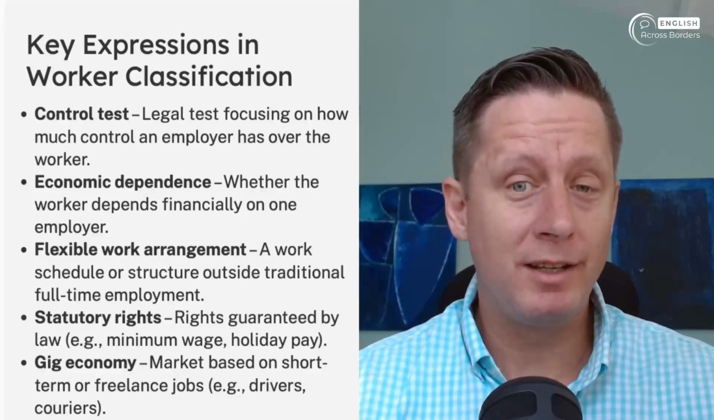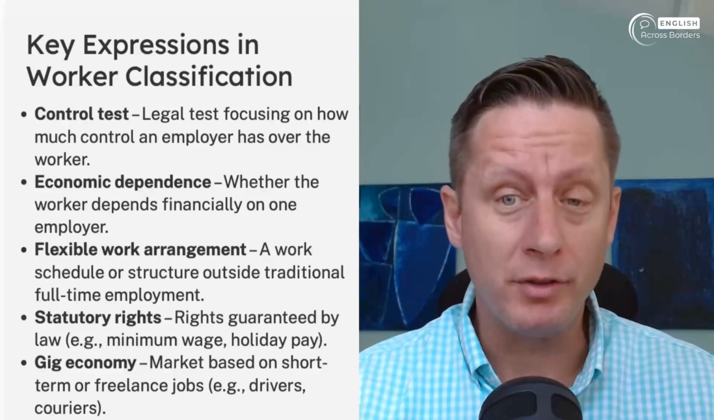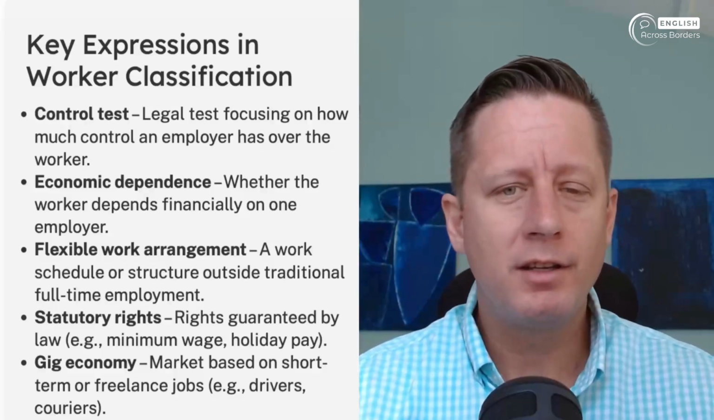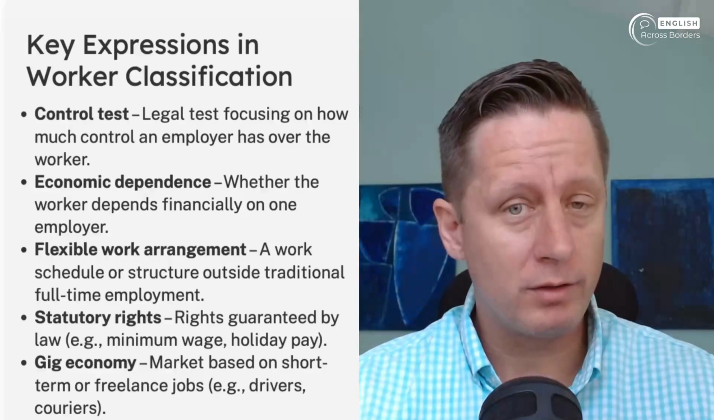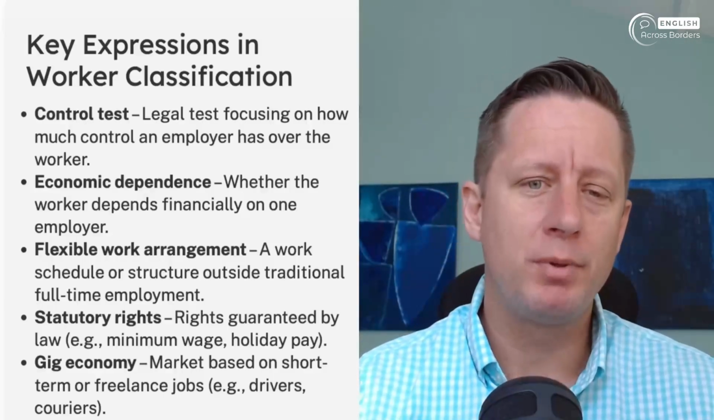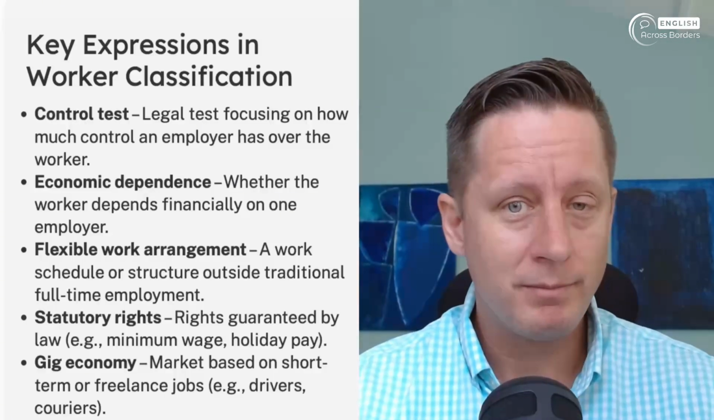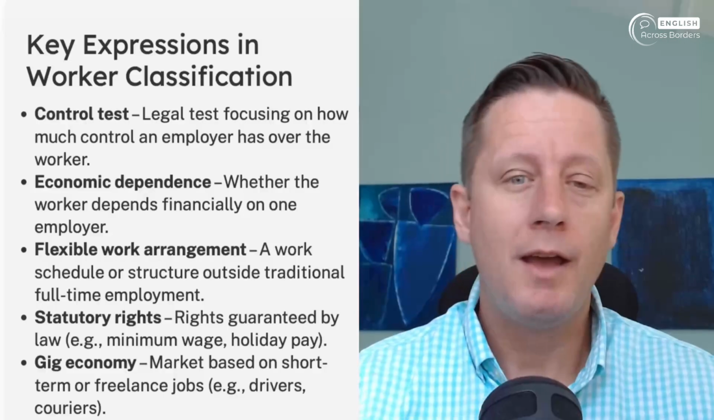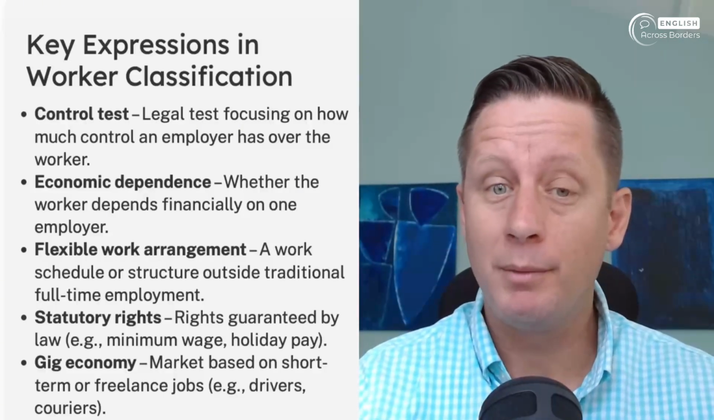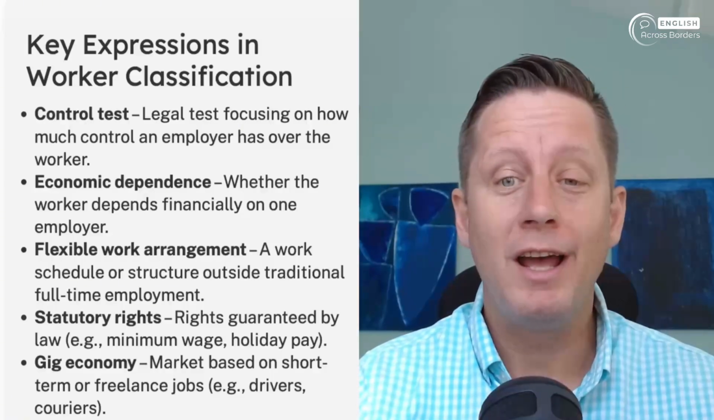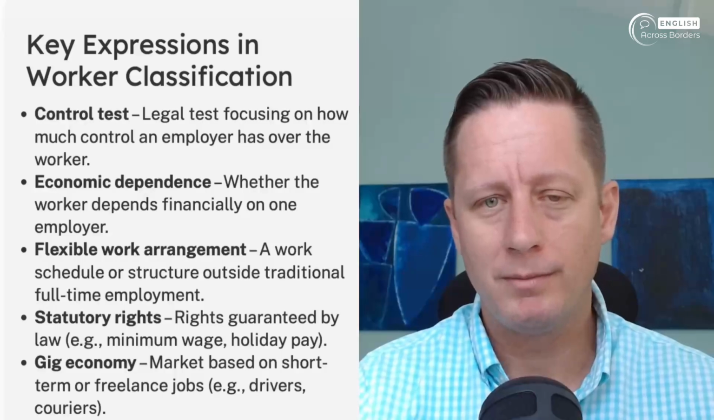Here are some key expressions used in worker classification cases. Control test. Courts ask, does the company control how, when, and where the person works? For example, the judge applied the control test to decide if the driver was an employee. Economic dependence. If a worker relies on one company for income, they may be considered an employee. For example, her economic dependence showed she was not truly self-employed.